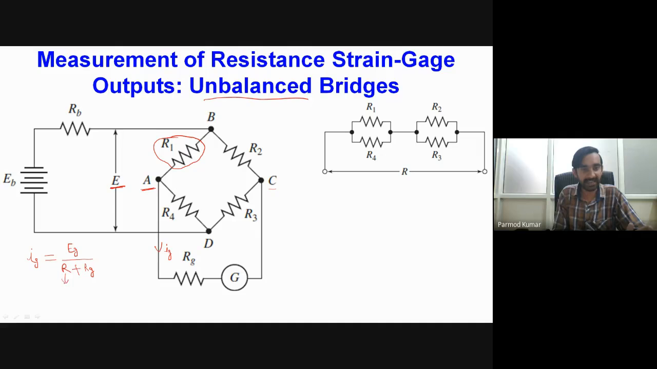So this R, I can call it the equivalent resistance, and this equivalent resistance will be acting when our circuit is unbalanced. We are not considering that the circuit is fully balanced, because if it is balanced, there will not be any current flow through this galvanometer, and the galvanometric current will be equal to 0.